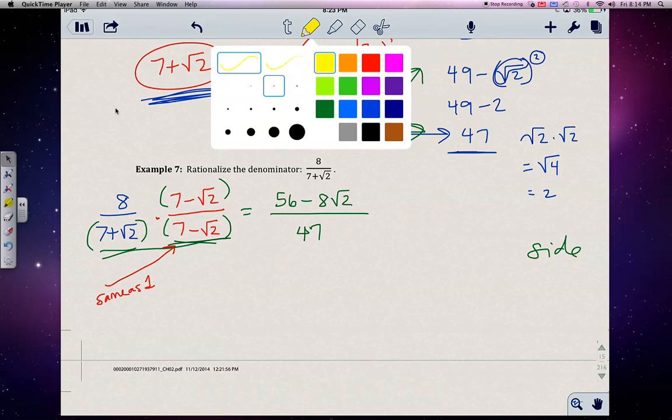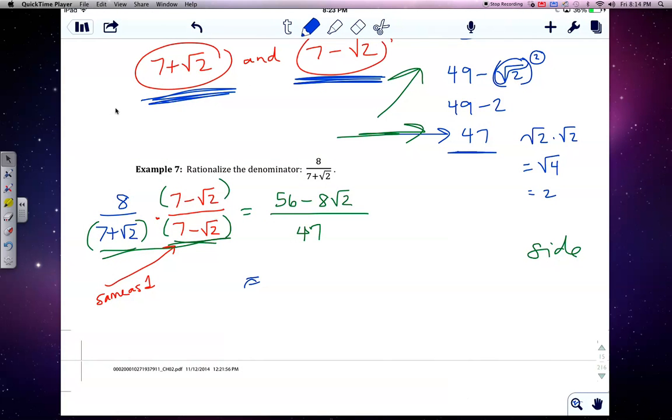If you want, another way to write the problem out is you could rewrite it and write 56 over 47 minus 8 square root 2 over 47. Some people like to separate it out. Doesn't matter to me.